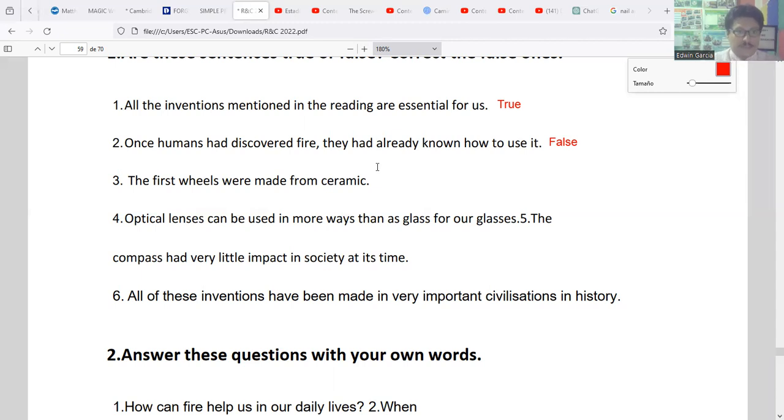Well, let's go to the next. Number 3. The first wheels were made from ceramic. Piensan, las primeras ruedas fueron hechas de cerámica.